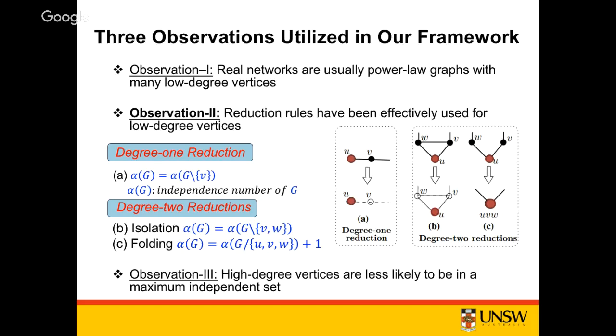So here we only care about the independence number. Actually for graphs, the number of different maximum independent sets can be a lot. So we just need to find one.